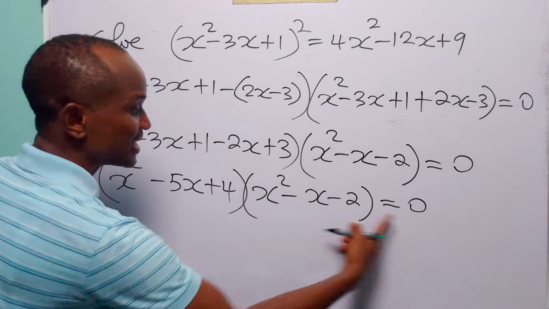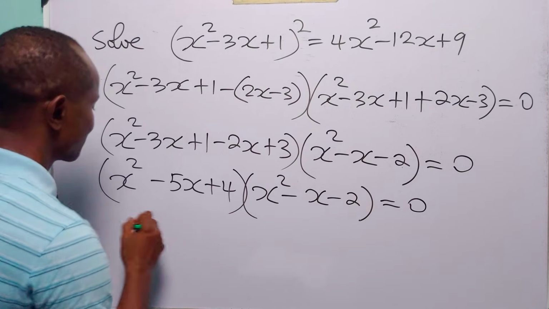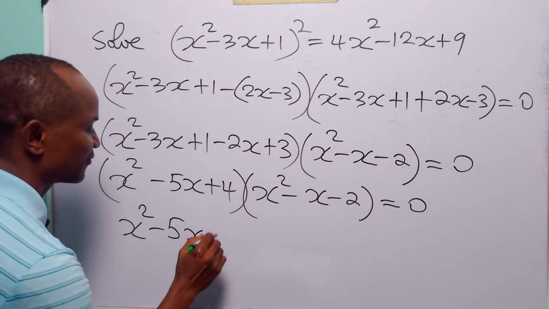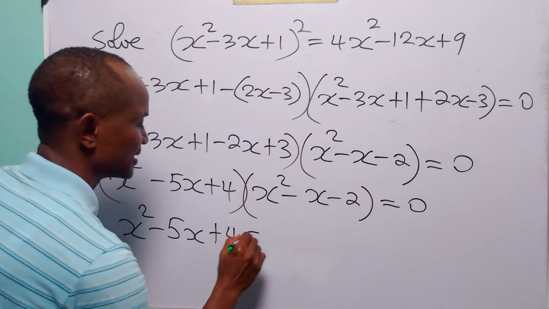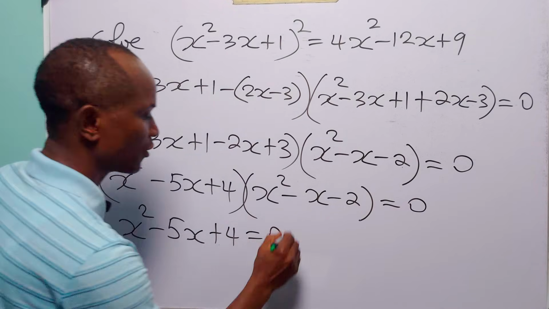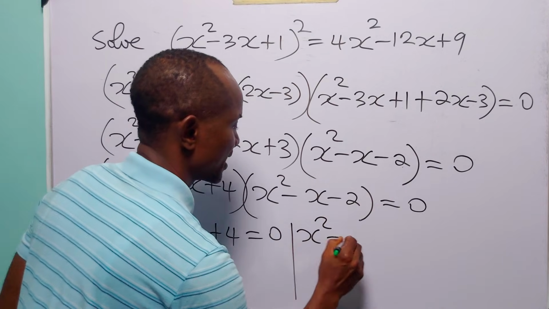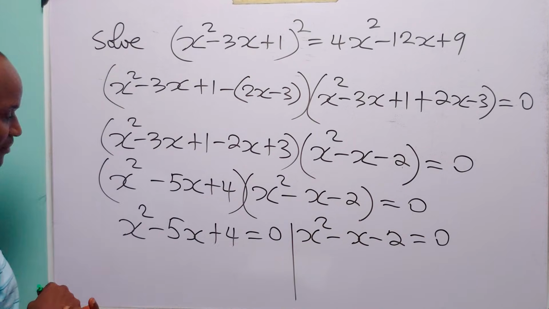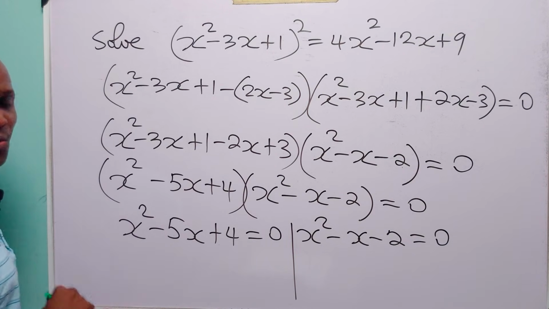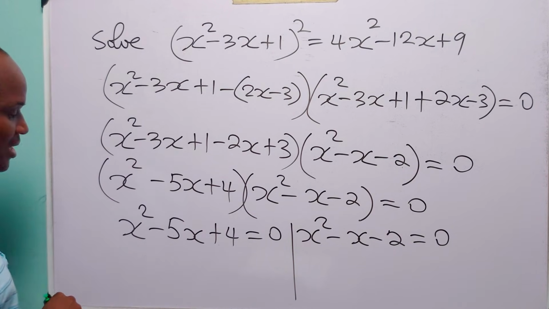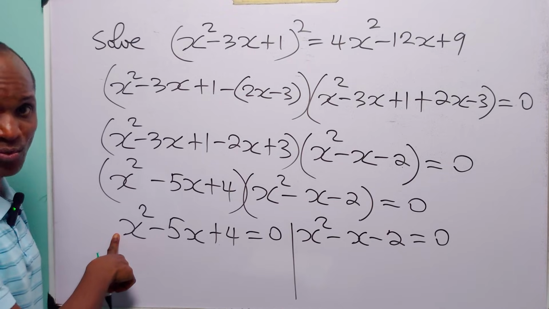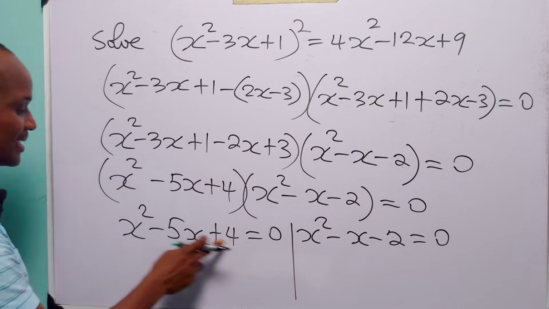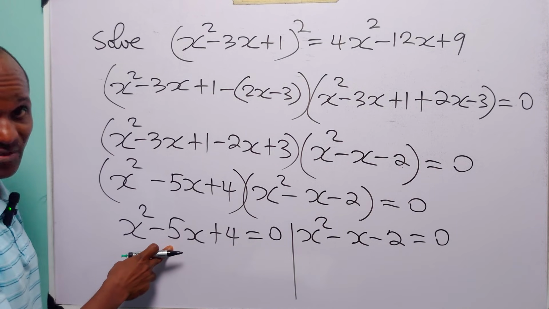Of course, you know that this statement simply means that either x squared minus 5x plus 4 is equal to 0, or x squared minus x minus 2 is equal to 0. Now we can solve this quadratic equation by factorization. Since the coefficient of x squared is 1, all we have to do is to find the factors of plus 4 that add up to minus 5.